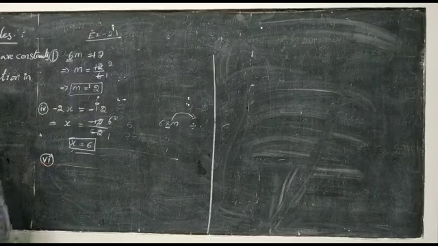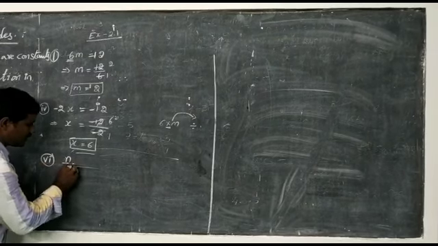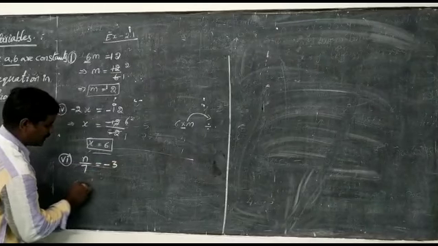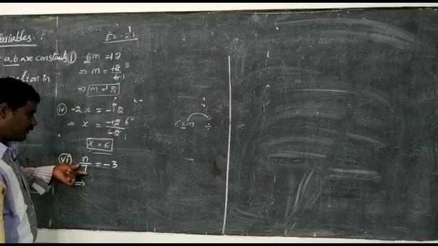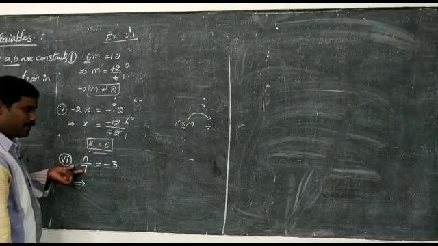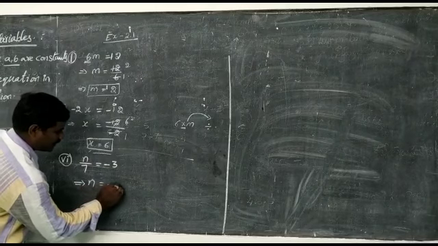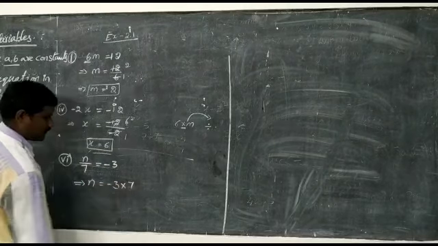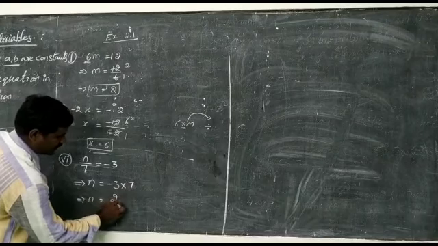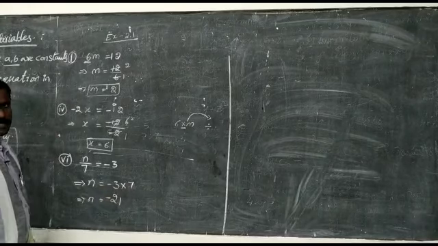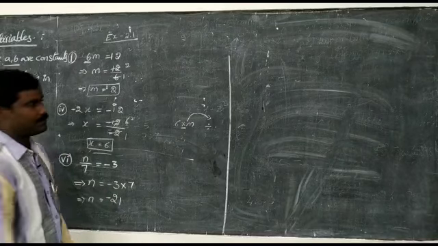Now we go to question number 6. What is question number 6? n/7 = -3. Now in this case 7 is a division, so if you transpose it to this side, it is multiplied. Then the value of n is 3 sevens are 21, and it is -21.